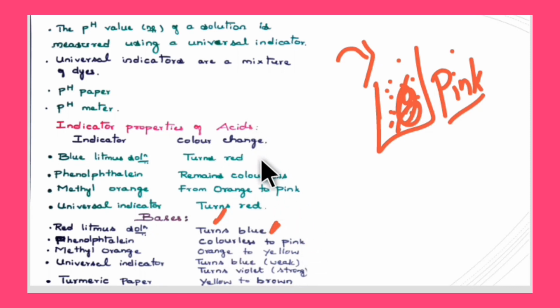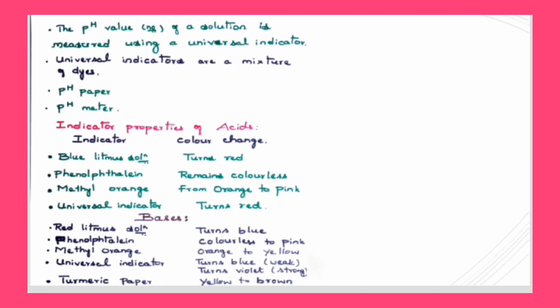Previously, for acid, methyl orange changes to pink, so don't get confused. Methyl orange, in case of base, changes to yellow color. In case of universal indicator, it turns blue for weak bases and violet for strong bases. So either violet or blue is common. Next, in case of turmeric paper, it turns from yellow to brown. Then you can say that a base is present.